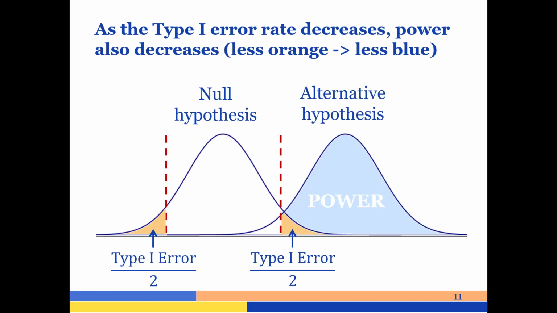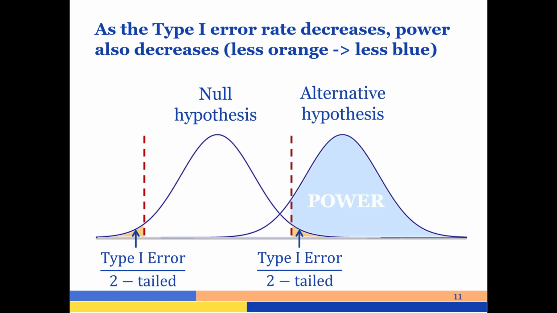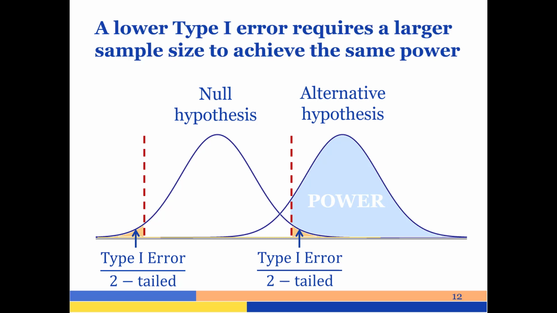Type 1 error rate and power have a direct relationship. This means that as one decreases, the other decreases as well. You can see this idea represented by the orange and blue colors here, where as the orange, or the type 1 error rate, decreases and moves closer to the end of the curve, the blue power is also decreased. A lower type 1 error rate also requires a larger sample size if you want to achieve the same power.